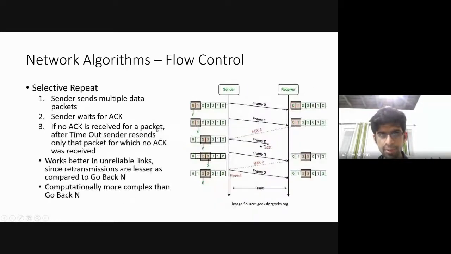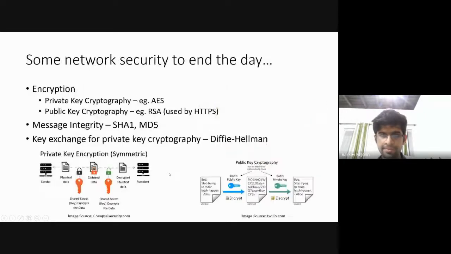If you have unreliable links, you have selective repeat. You do the same thing again. You keep sending data, but if one data is lost, you time out, and then you send only that particular data. You don't send the full data again. It's computationally more complex than go back N, but it's useful for unreliable links. You don't have to keep sending so much data.